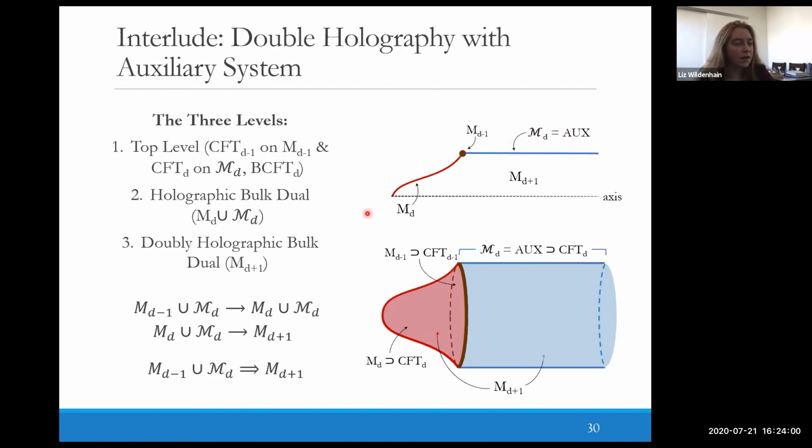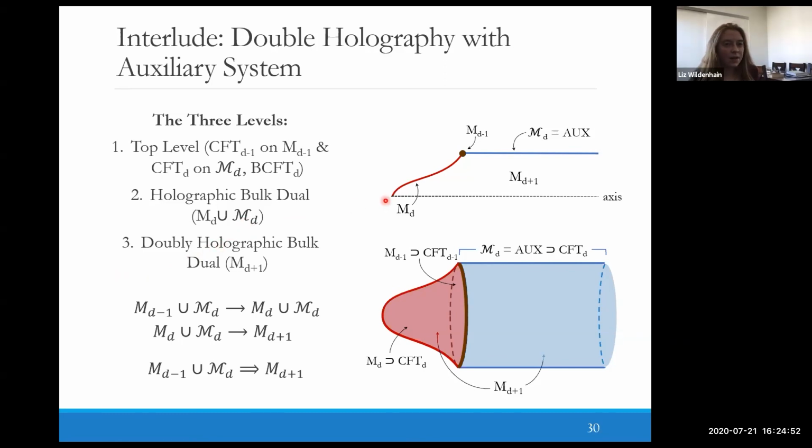And so this is a brane world as well. And then the third level is if we assume that the matter sector on this red region here is a holographic CFT, then we replace it with its D plus one dimensional bulk dual, and that gives us the doubly holographic bulk dual, which is the interior of this cylinder in this picture. Or I guess it's a cylinder plus an additional piece. It's the interior of this figure. So again, we have sequential applications of single holography, and then we can refer to this top level and doubly holographic bulk dual to be doubly holographic. So this is a double holography between one and three, but now it's the case where we have an auxiliary system.